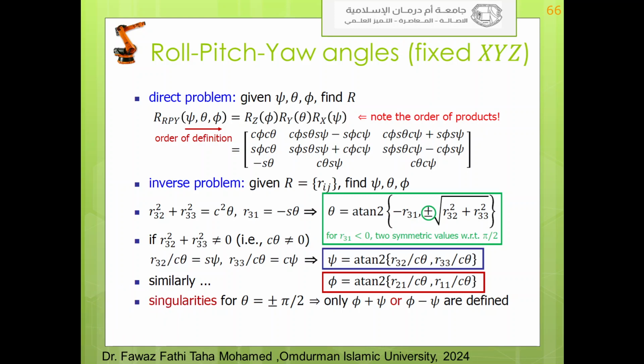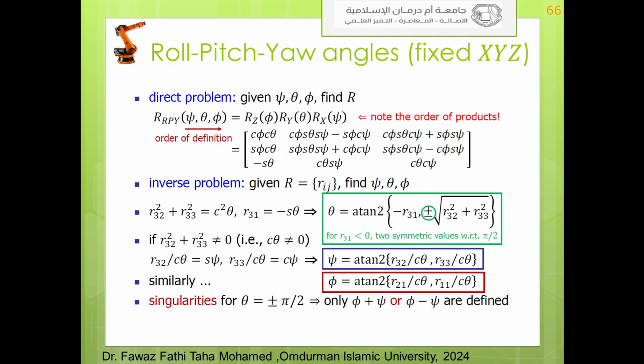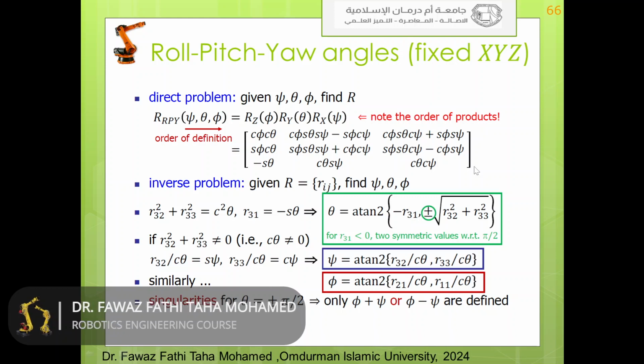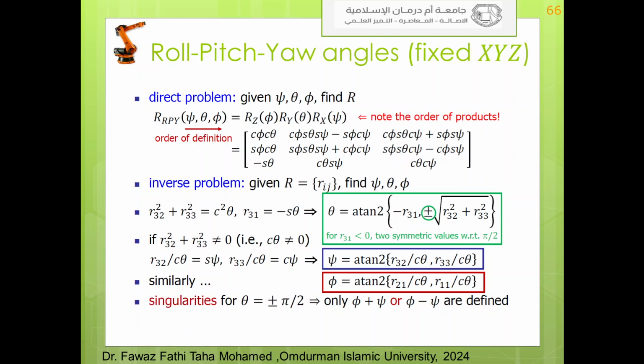Okay, but this technique is also used to prove the pre-multiplication. Here we use a post-multiplication to prove the pre-multiplication scenario. If we multiply these rotation matrices, we will get this big formula. The inverse problem: if given the rotation matrix, we have to find these angles.